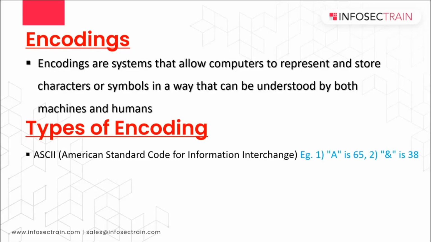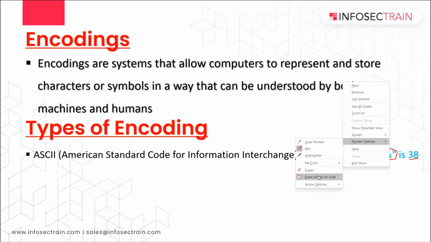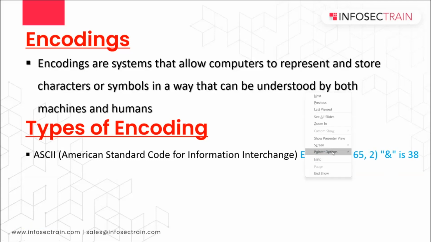If you search for this, you will see that there is the letter A, and the code for that is 65. The AND symbol has the code 38. So these are the different types of encoding, and this is the first type, with two examples: the code for the letter A is 65, and the code for this symbol is 38. Let us talk about another one.